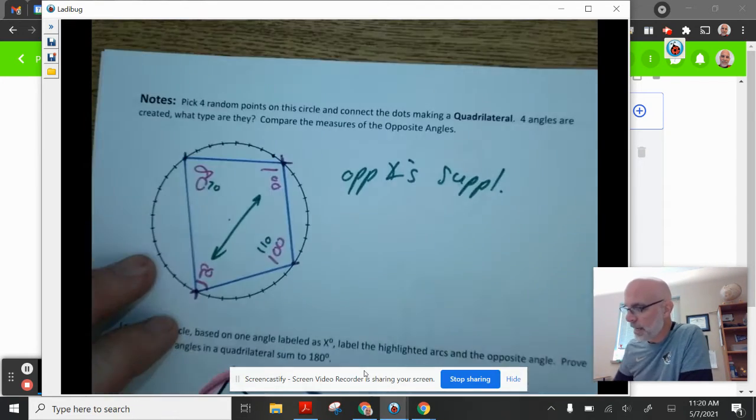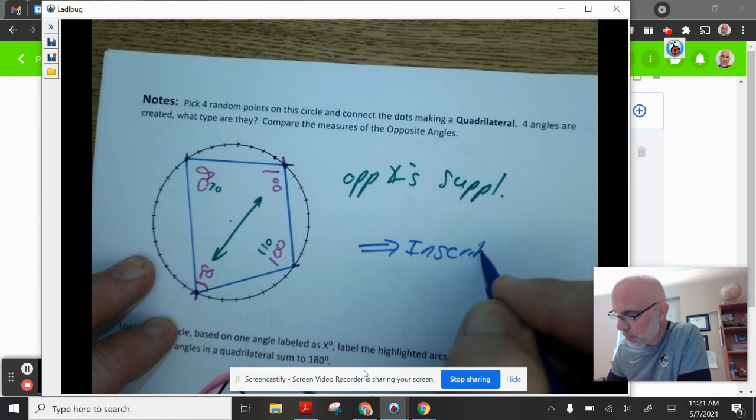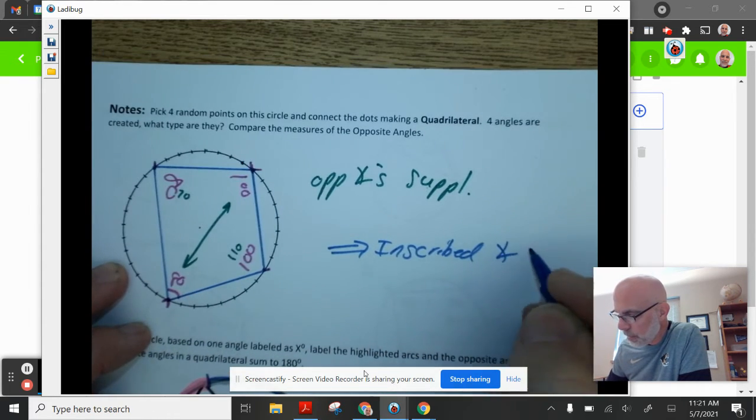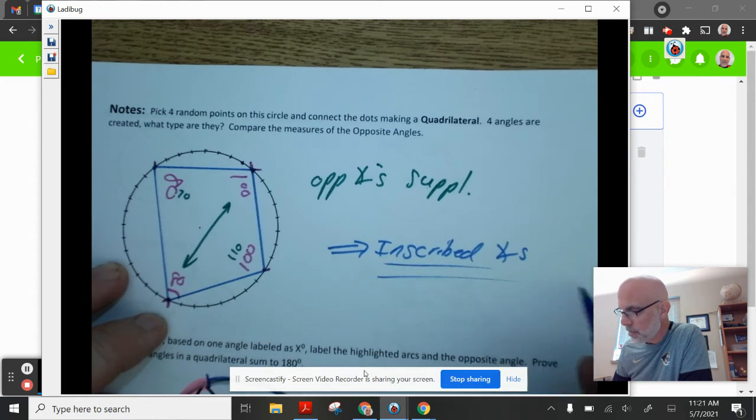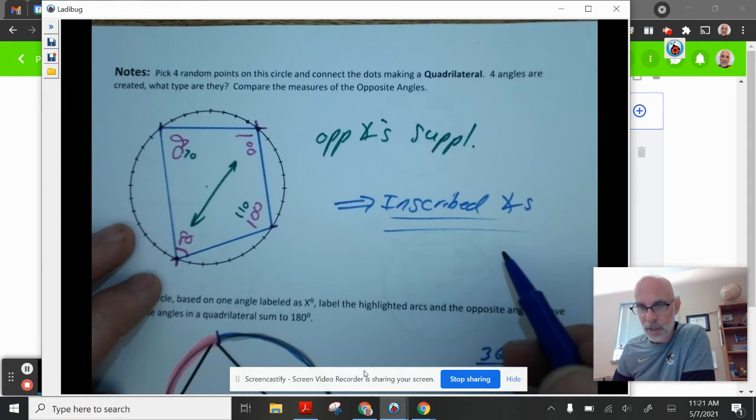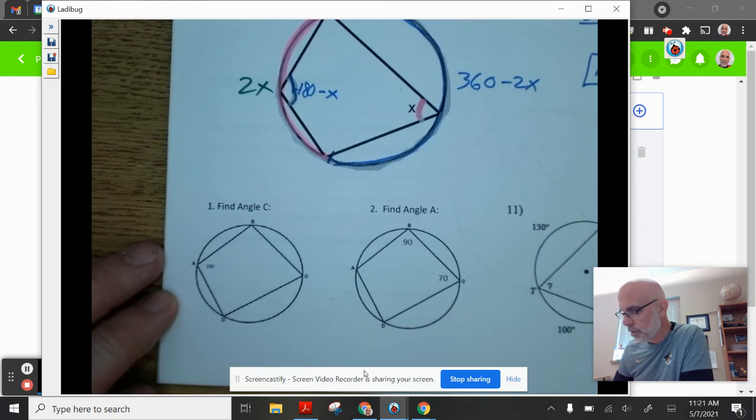Again, this is all based on, or a result of, inscribed angles. So once again, we have found another special property that's based on inscribed angles. We haven't really gotten away from this idea yet. All right. It's pretty easy to use.